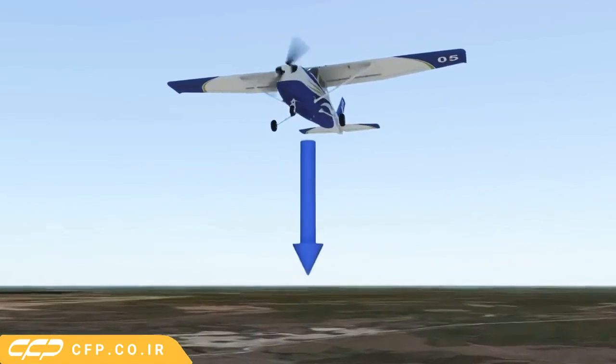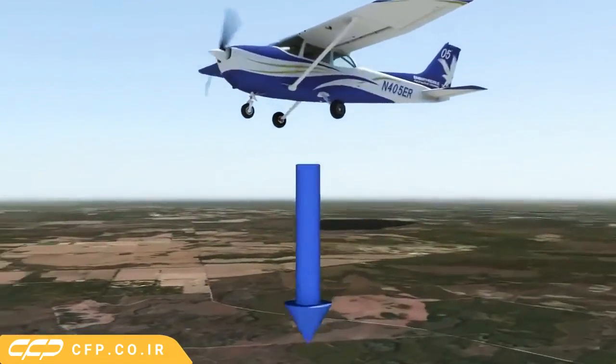starting with weight. Weight is the force of gravity pulling the aircraft back down to the earth.